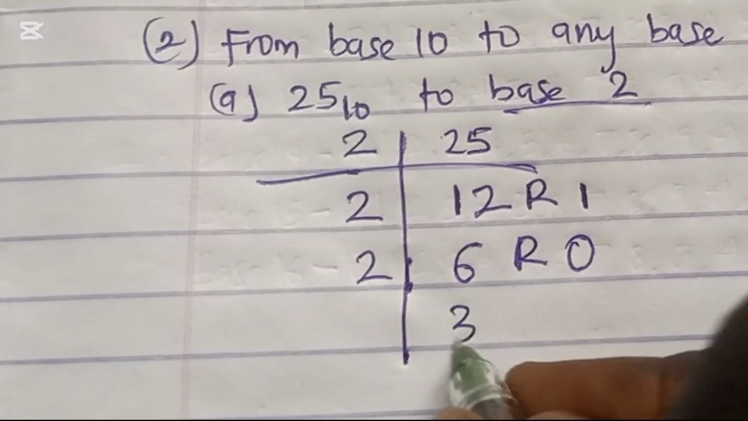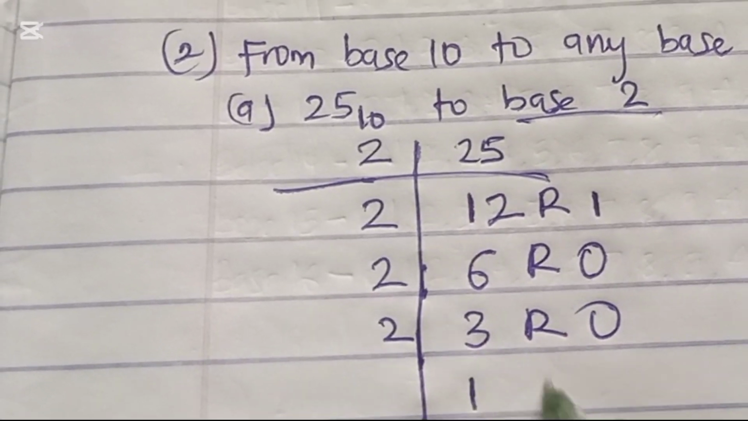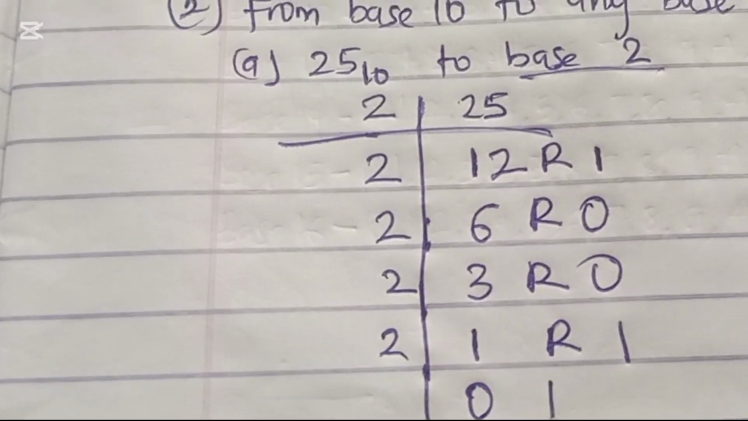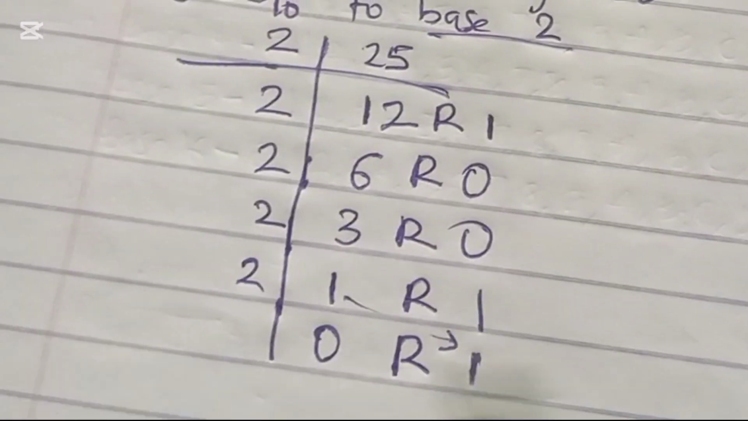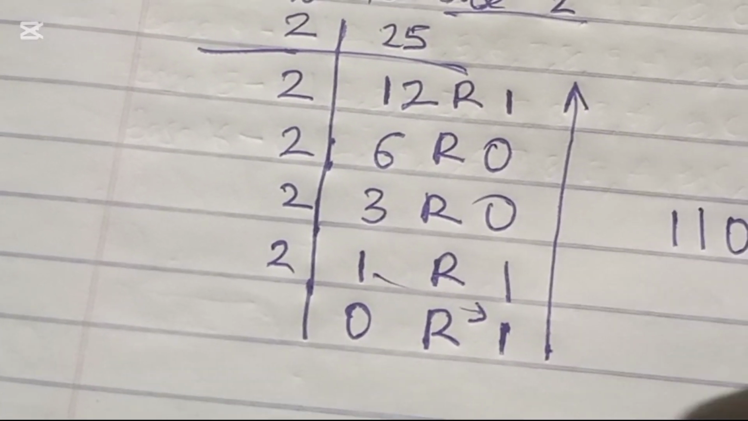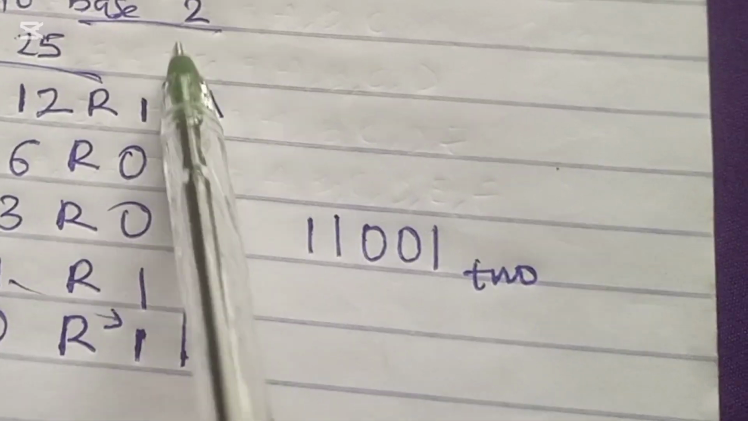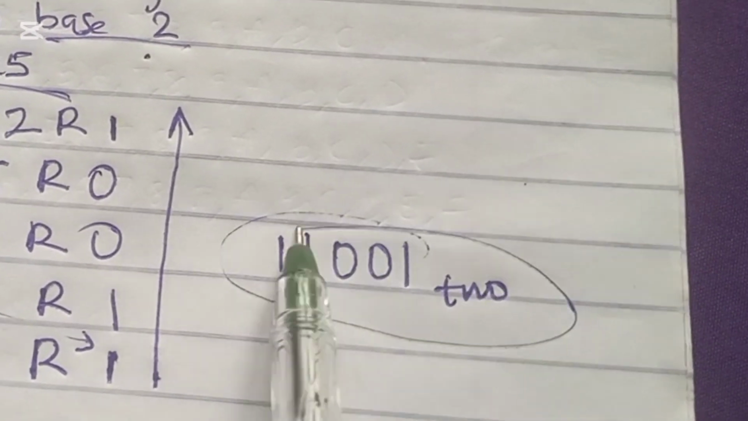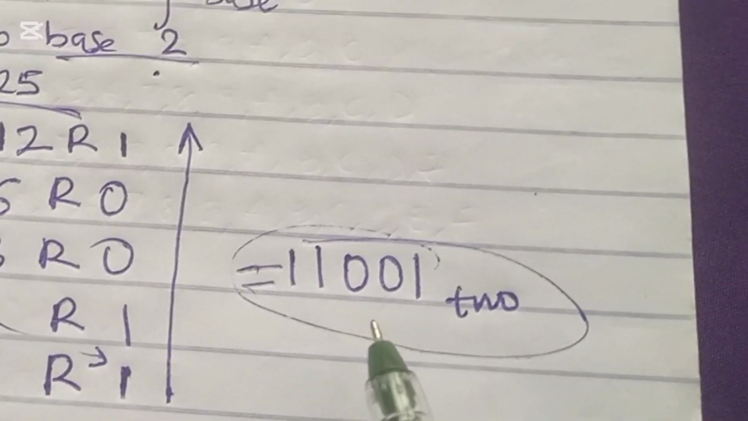Remainder 0. Then 2 in 6 is 3 times, remainder 0. Then 2 in 3 is 1, remainder 1. Then 2 in 1 is 0, remainder 1, so you bring this 1 over here. Now you count from down to up, and that will give you 11001 base 2. Now we have successfully converted this to base 2. As I was saying the other time, the range of a number in base 2 cannot pass 0 and 1, and you discover from our answer that we are having a compilation of just two numbers, and those are 0 and 1.